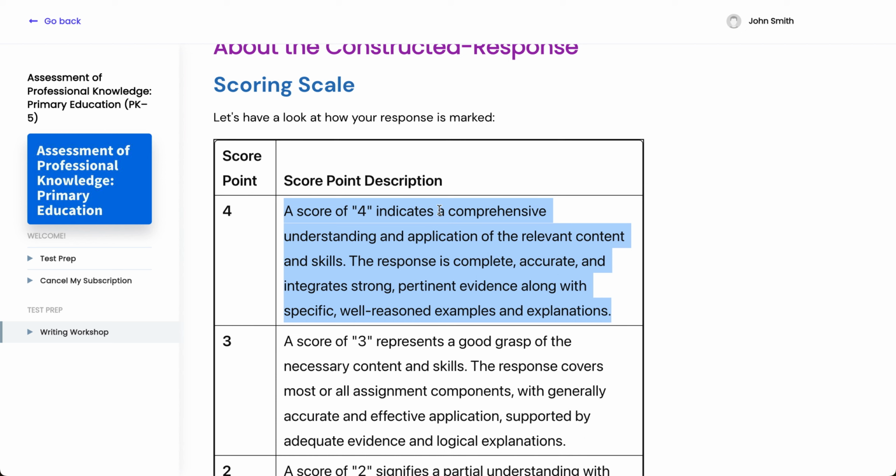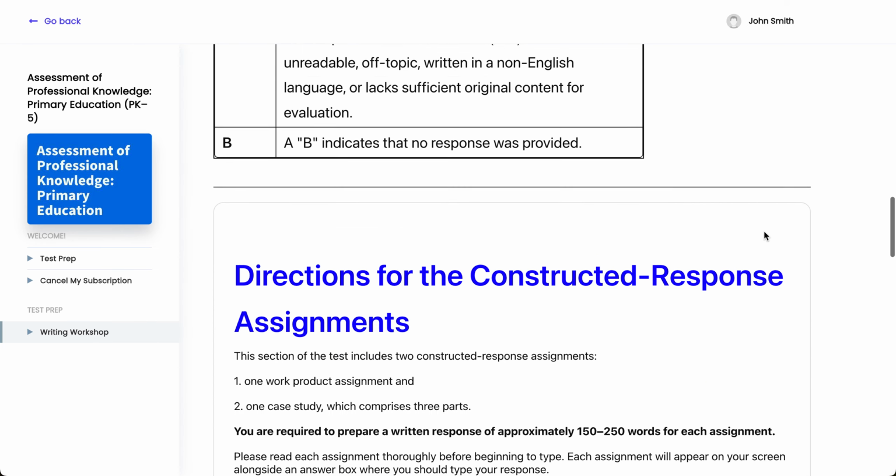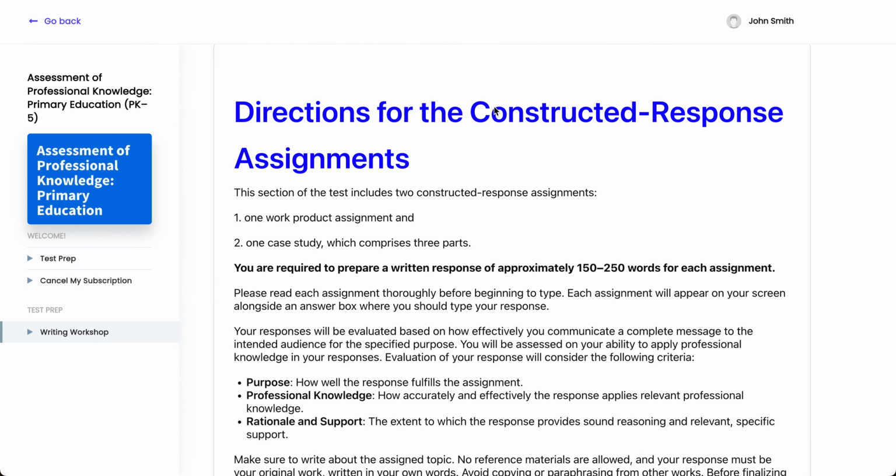Now, a score of 4 indicates that you have total comprehension and understanding of the skills and content of becoming an effective elementary school teacher. So now let's scroll down here and understand the directions for the constructed response or essay assignments.